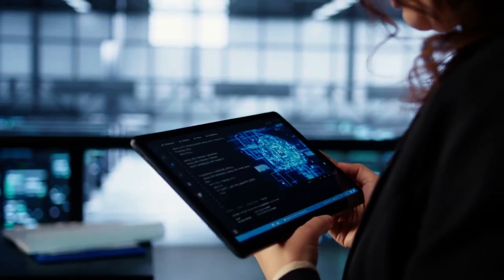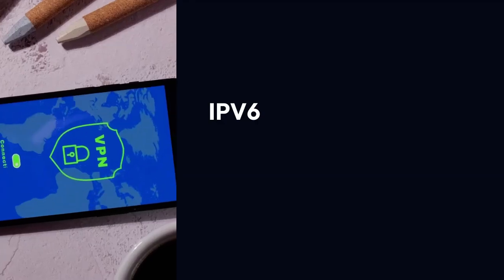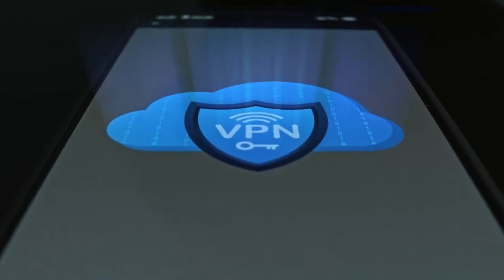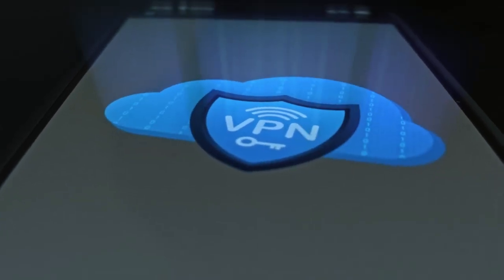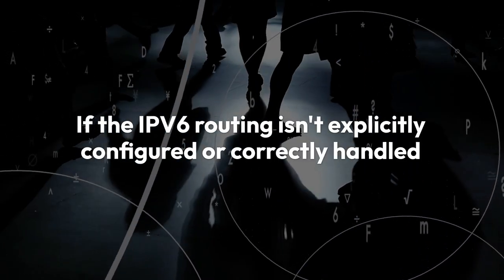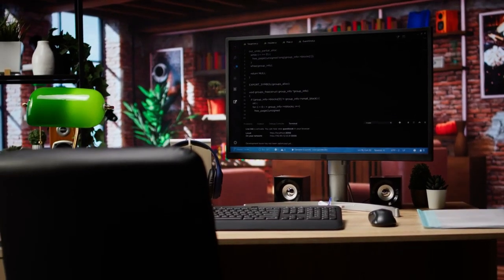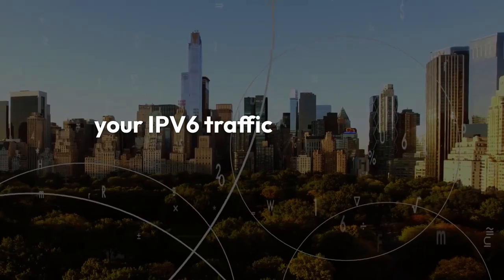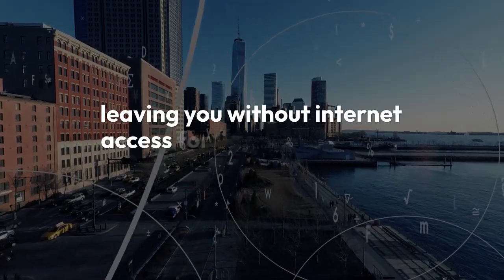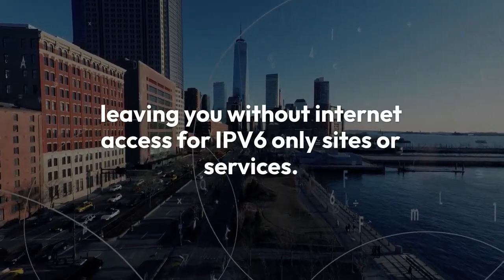First, let's understand why this happens. IPv6 is a newer standard, and many VPN setups, by default, prioritize IPv4. If the IPv6 routing isn't explicitly configured or correctly handled by both your OpenVPN client and server, your IPv6 traffic simply won't know where to go and will drop, leaving you without internet access for IPv6-only sites or services.